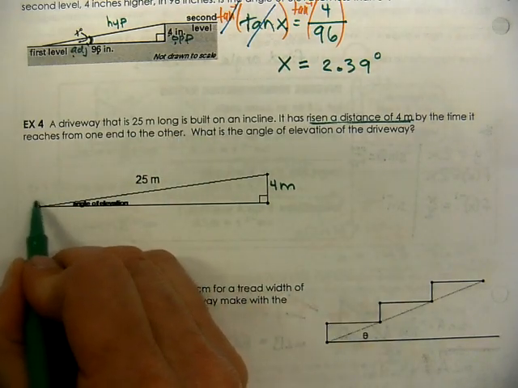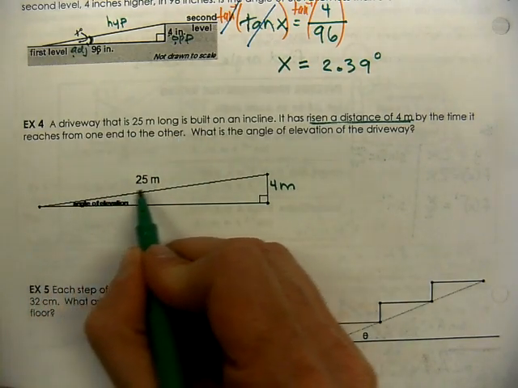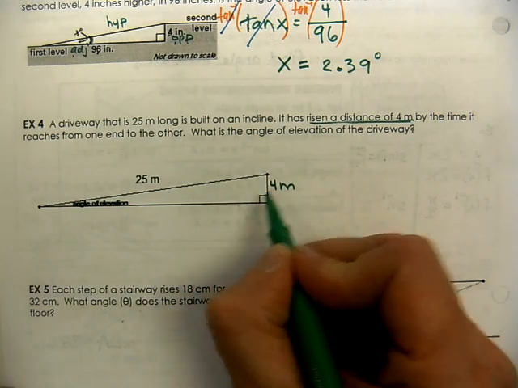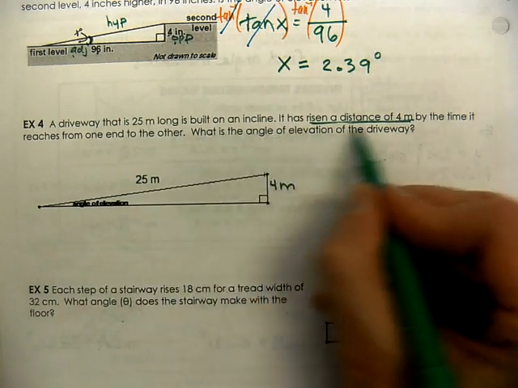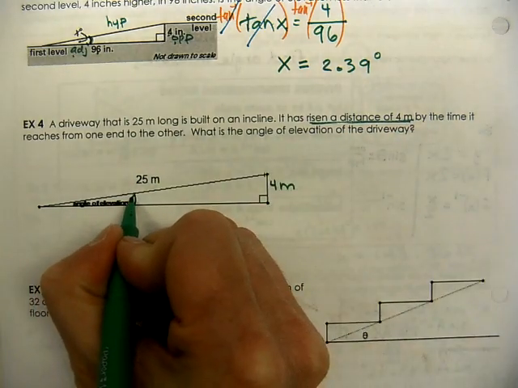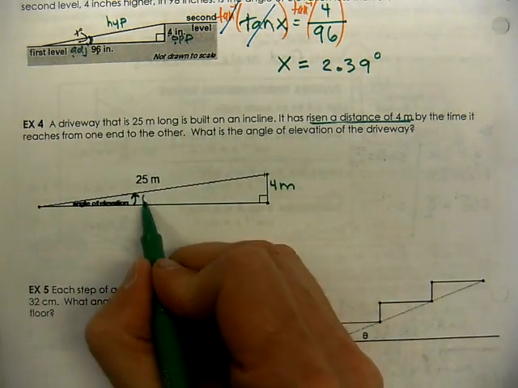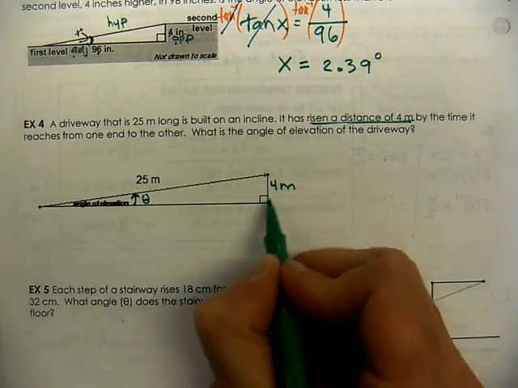So when you start here, you're at height 0. You drive 25 meters up the driveway, and now you're 4 meters higher than when you started. What is the angle of elevation? All right, so there's your angle of elevation. That's my reference angle, so let's label all the sides.